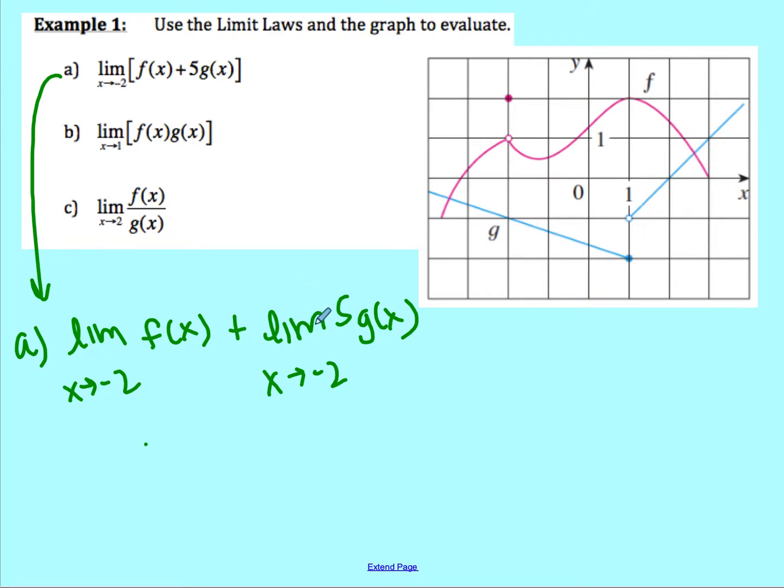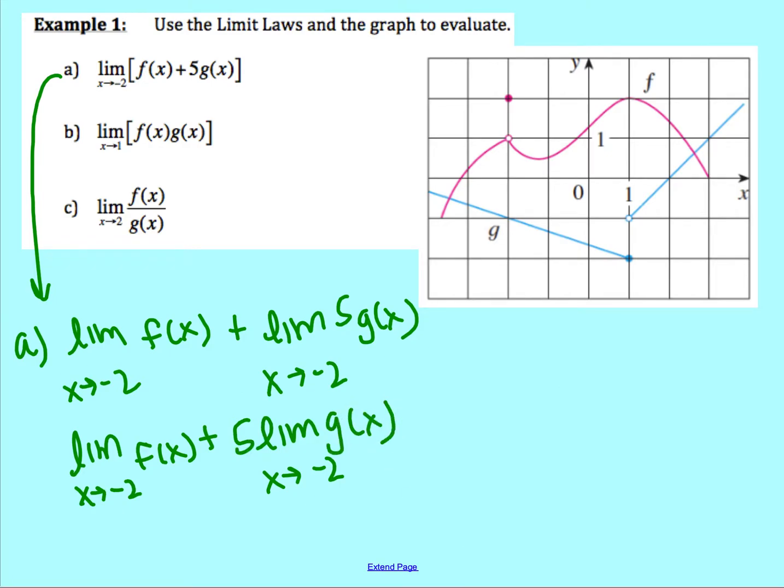And then the other thing I would see on here is, you guys see how that 5 is a constant? So I would go ahead and move that out in front. So I have the limit as x approaches -2 of f of x plus the limit as x approaches -2 times, sorry, I can bring the 5 in front, 5g of x. And now that I've broken it down using my laws, I can go ahead and find each limit.